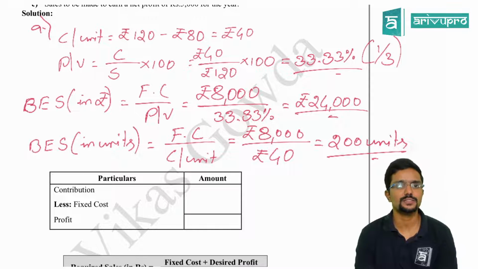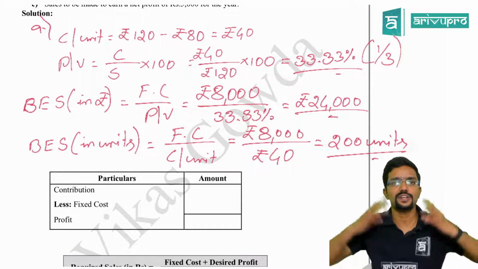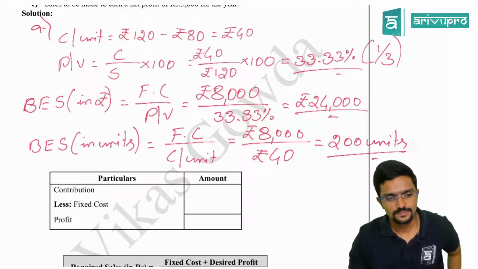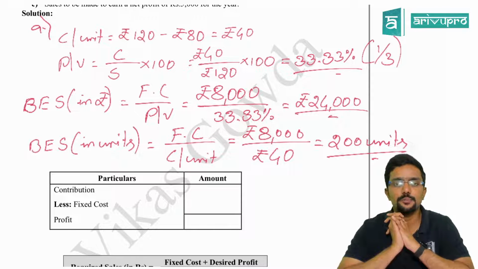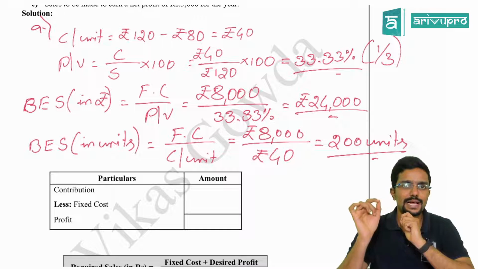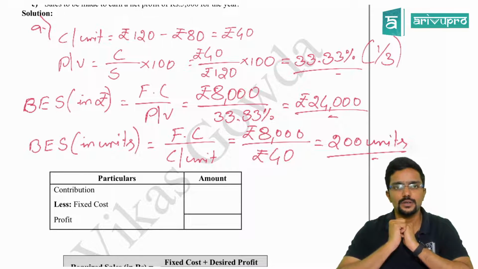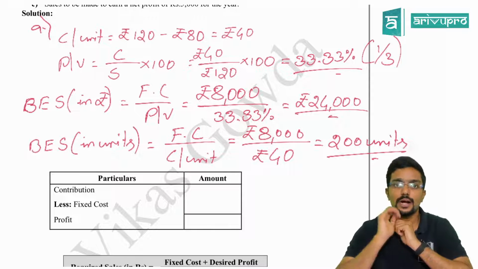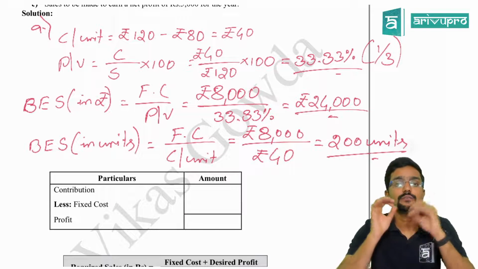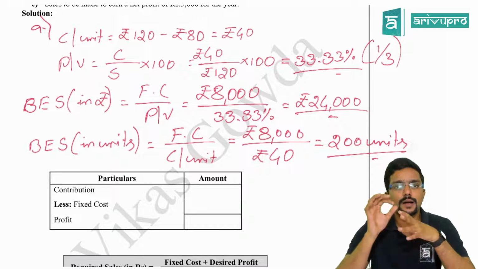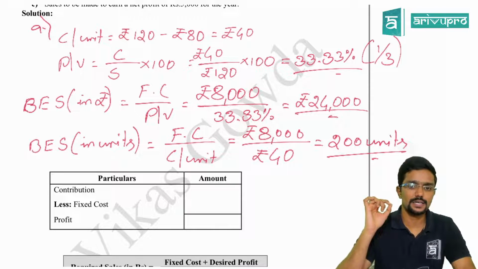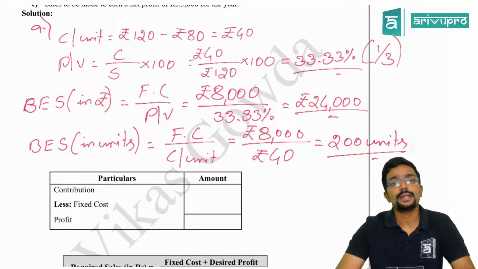In this question itself, there are totally 4 calculations, guys. It is like 4 different questions for you in the exams. Now, sir, what is the meaning of break-even sales in rupees 24,000? That means the company has to make sales of 24,000 rupees to recover all their cost. Any sales after 24,000 will give profit for the company. Coming to units, the company has to sell 200 units at 120 rupees per unit to recover all their cost.